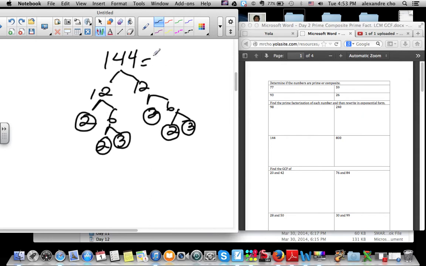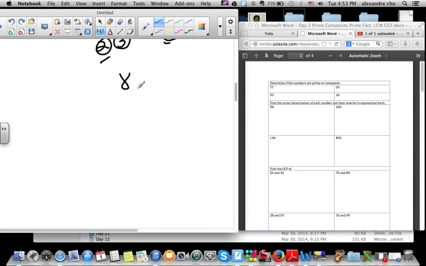So let's see. It's 2 times 2 times 2 times 2. Let me just double check. 1, 2, 3, 4. Times 3 times 3. Or with exponents, you're going to write 2 to the 4th power, because there's 4 of them, and 3 to the 2nd power. Okay? 800. Ooh, big number.